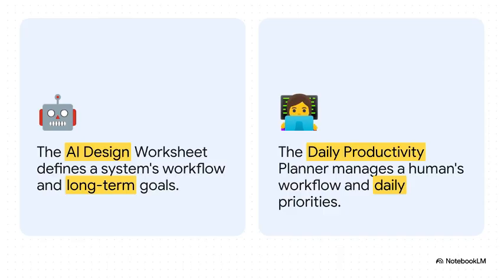It manages the agent's goals and its internal processes. But the daily productivity planner, that's for you. It manages your daily focus and your priorities. One is for the machine's workflow, the other is for the humans. You know, great engineering has always required both, a solid plan for the product and a disciplined process for the people building it. They have to work in perfect harmony to turn a complex vision into reality.